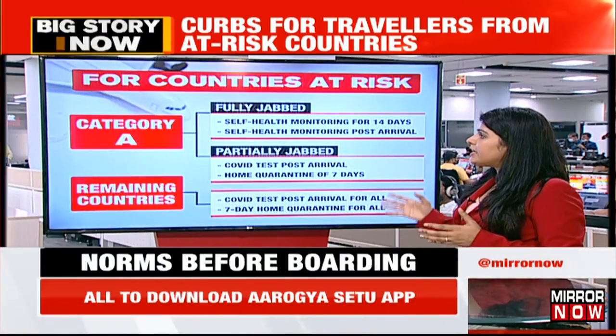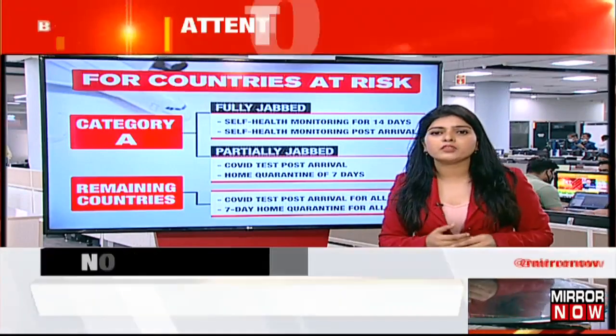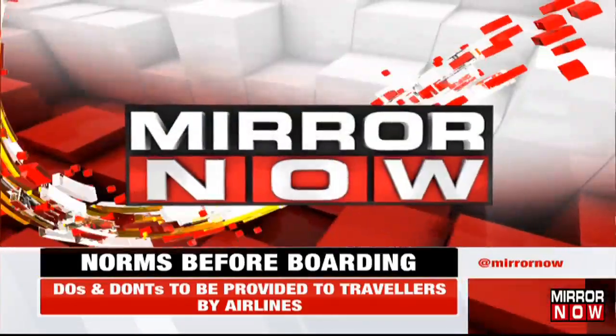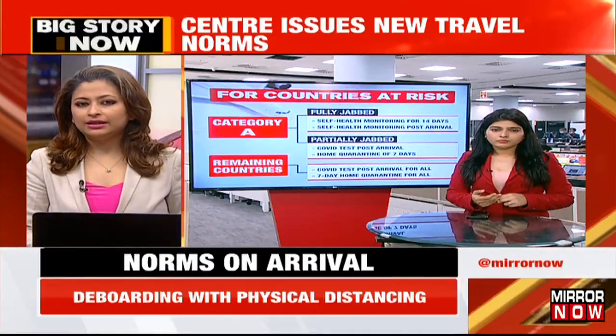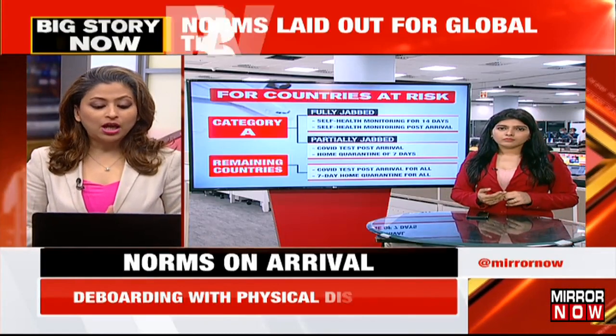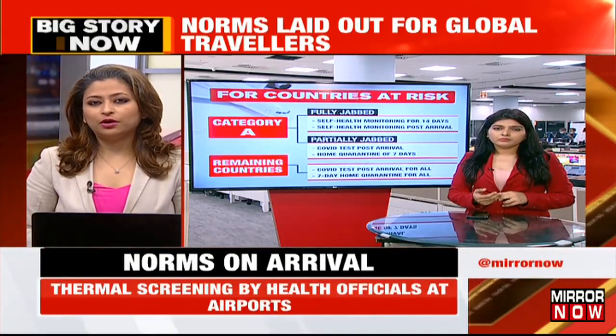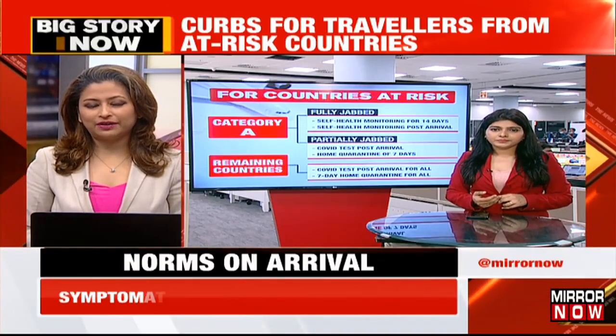So this is basically the categorization and rules that have been announced by Government of India. Thank you so much, Gauri, and that should give a lot of clarity to people who are planning to come into India. These are the norms that will have to be followed, and one, of course, will have to know under which category your country comes under, and then, of course, follow the rules therein. Thanks so much, Gauri, for giving us the details.